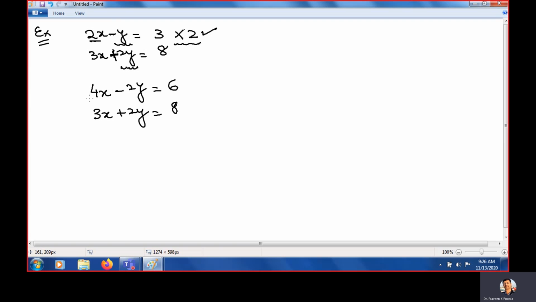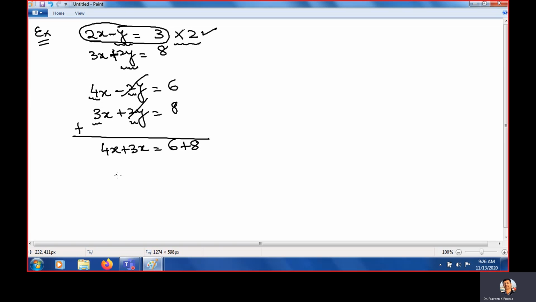So you multiply the equation by 2 just to make the y coefficient the same. Already I have explained to you: the coefficient is 4, the coefficient is minus 2, the coefficient is 3, the coefficient of y is 2. So now look here, it is same to same, minus 2y plus 2y. But how did you make it? By multiplying this equation by 2. So now plus, this finished, and 4x plus 3x is equal to 6 plus 8.